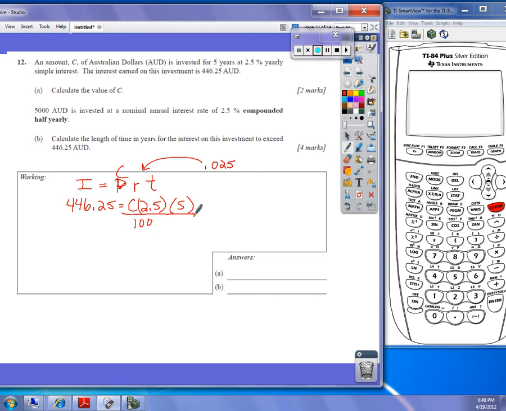So you should be able to solve that problem for C quite handily, and you would end up with a value of 3570.